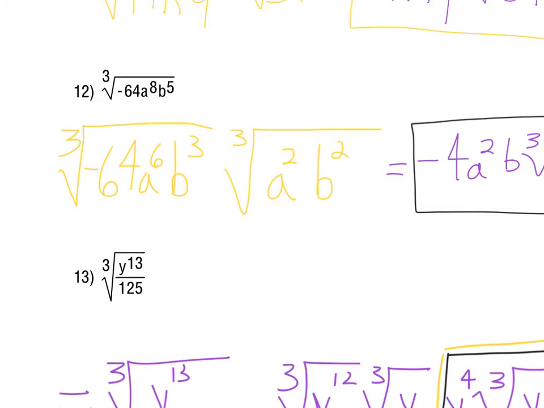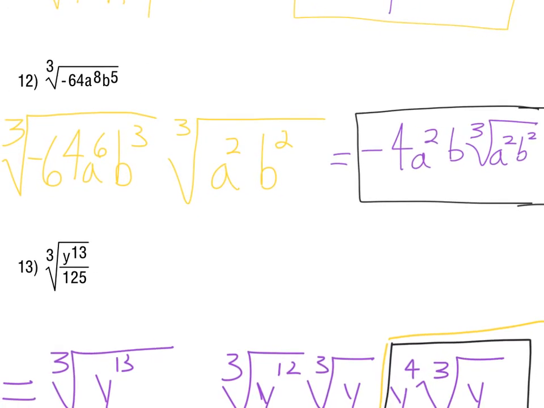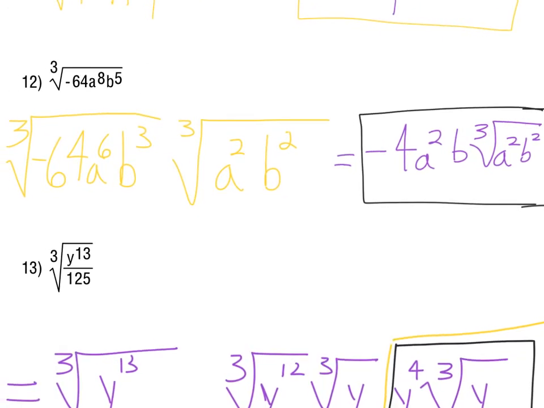We can then cube root that first radical. We get a negative 4a squared b, and then the cube root of a squared b squared we can't do anything with, so that's why it just stays like that.